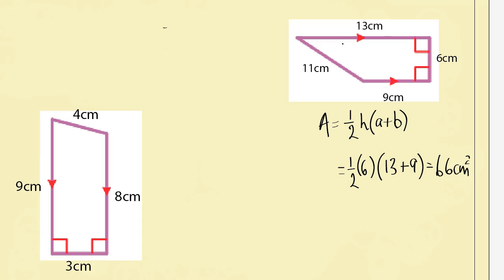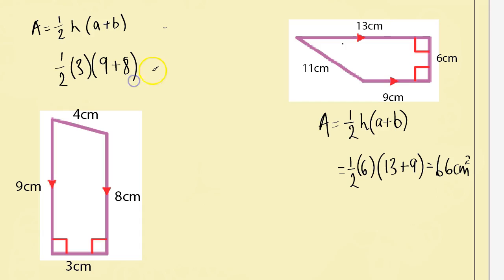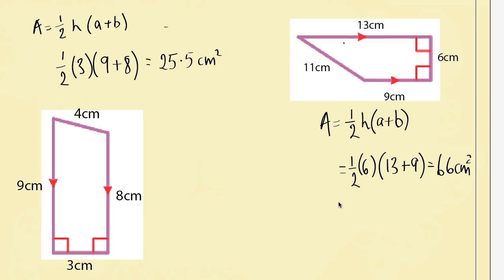So this one, again, we're going to start with our formula. A equals half h times a plus b. So we've got half, and the height is 3. This is the one that makes right angles with the parallel sides. So half times 3, and 9 plus 8. So that's 1.5 times 17, which is 25 centimeters squared.